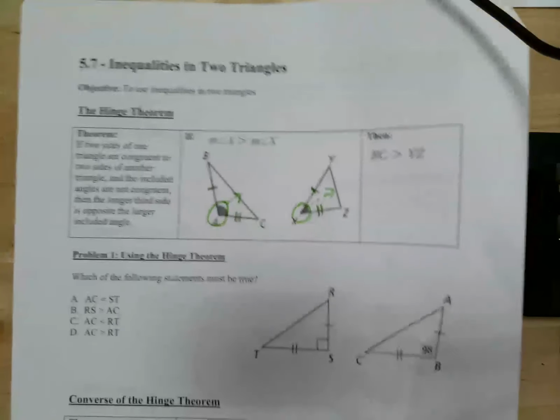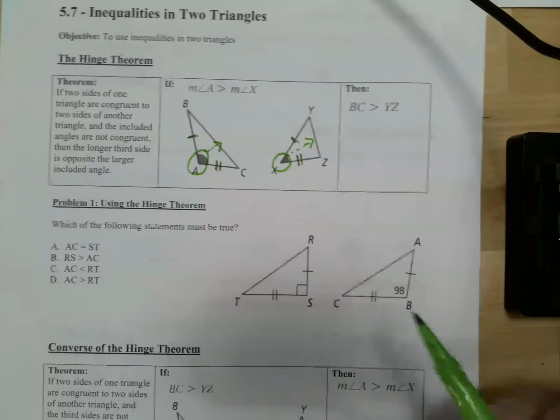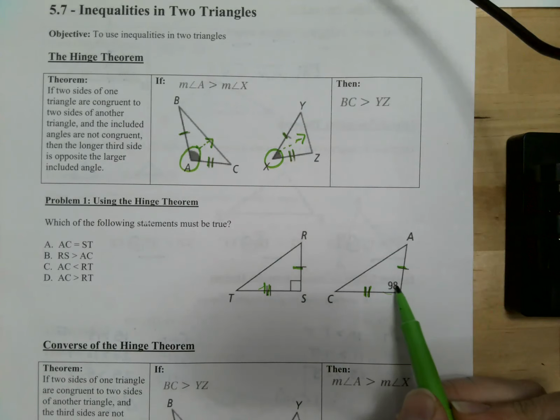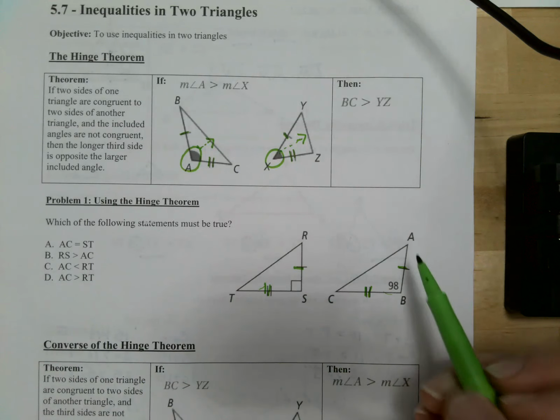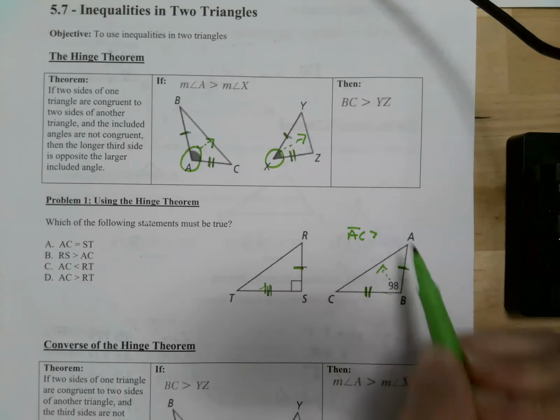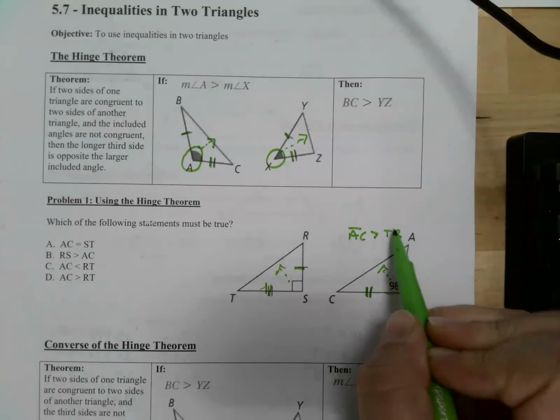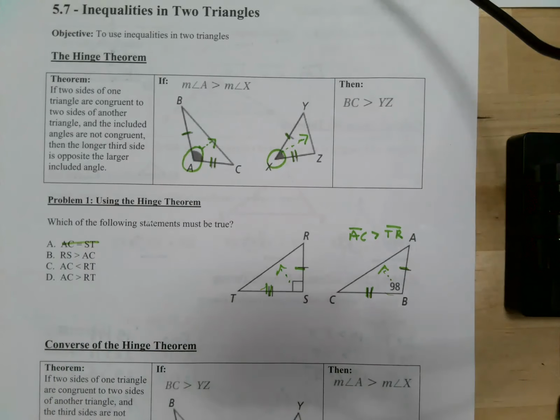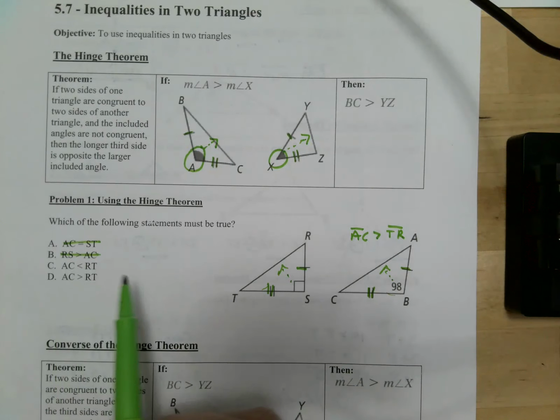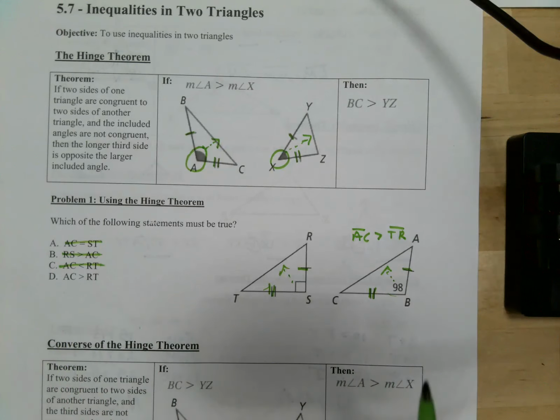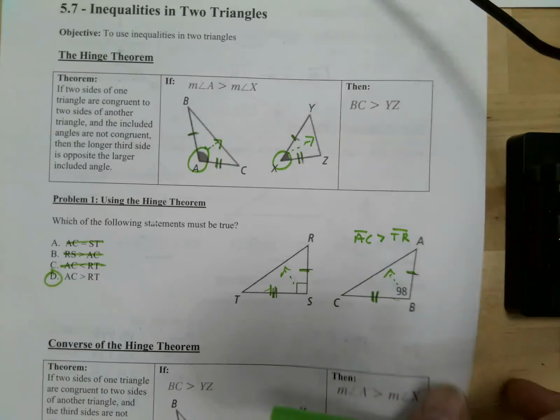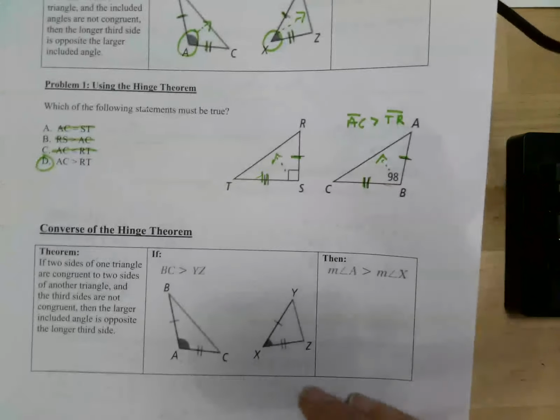So looking at this next one, it's saying which one of these properties must be true. Well, we have these two lengths the same and these two lengths the same. Now this is 98 degrees and this is 90. That means AC, because that's straight across from my larger angle, has to be greater than TR. Now which one? Not the same. Nope. RS, not using that. Nope. AC is less than. Nope. AC is greater than RT, which is the same thing as TR. Yep. Letter D.